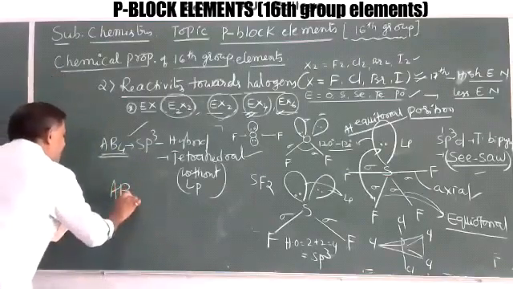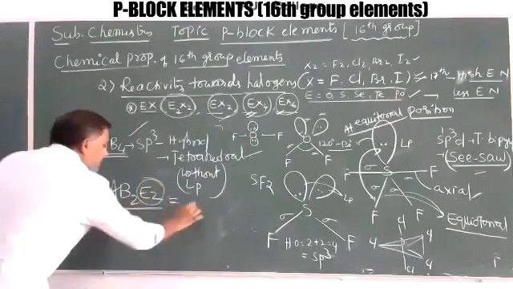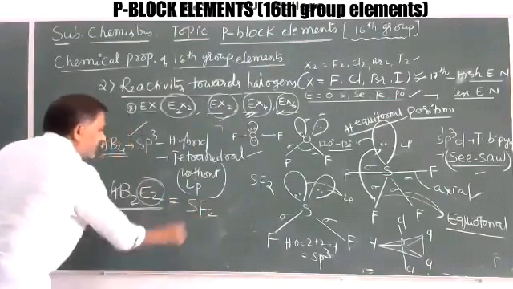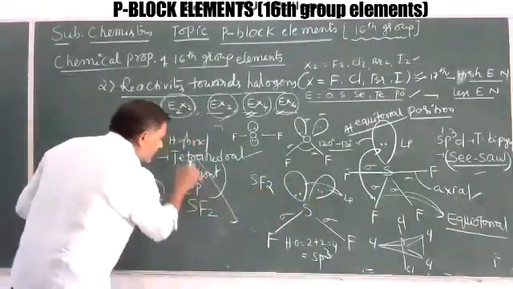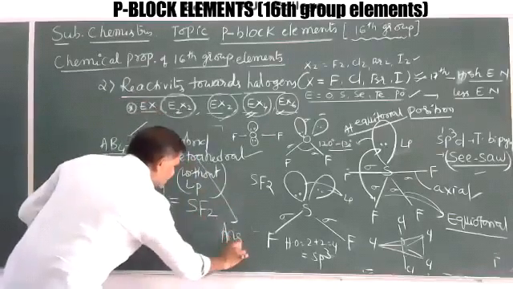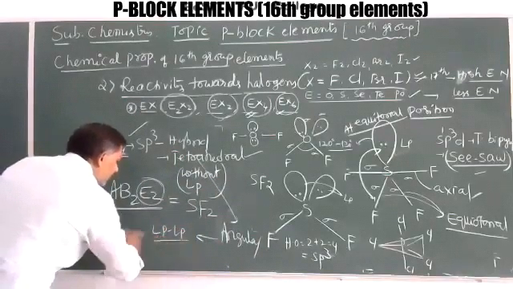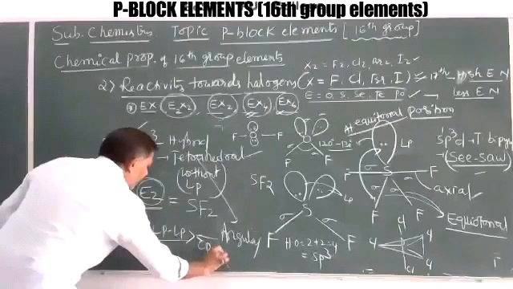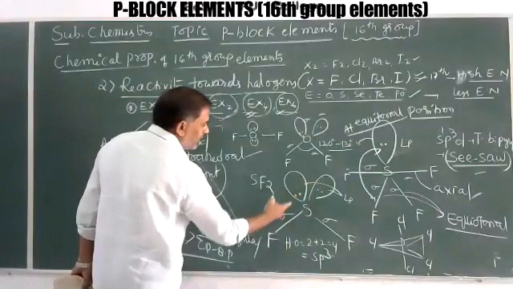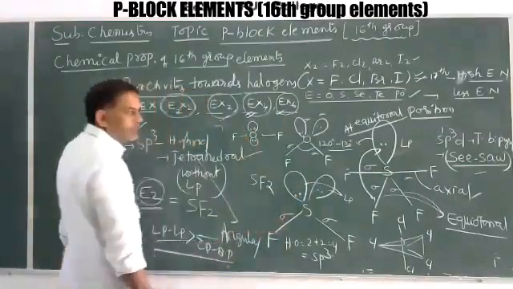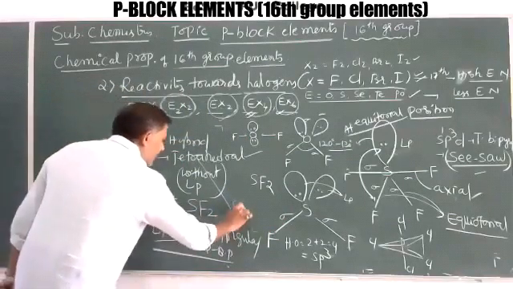Now, if it is an AB2E2 model example, this means two lone pairs are there. That is SF2. Here it contains two lone pairs. Then its geometry changes from tetrahedral to an angular shape. That is due to lone pair-lone pair and lone pair-bond pair repulsions. Geometry also changes, even though this type also undergoes sp3 hybridization.